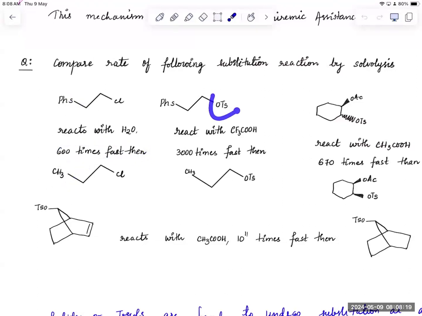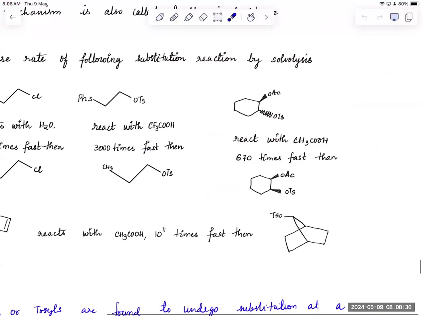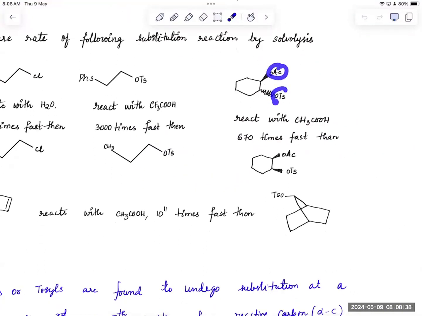Similarly, there is OTs, I have to remove this, reacting with this one. And same thing, we have PhS and CH3. Then this reaction is almost 3000 times faster than this one. Similarly, here also, I have OTs, OAc and OTs here, reacting with CH3COOH. This reactant will make the reaction 670 times faster as compared to this one.